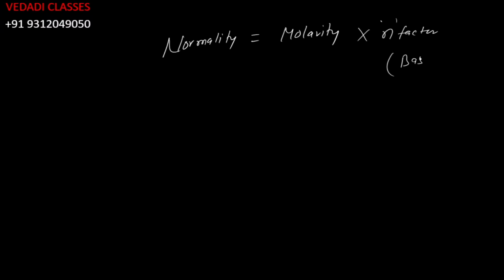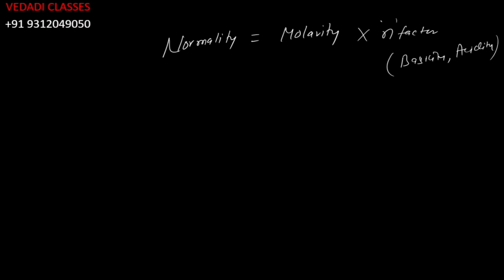The relation between molarity and normality. Is there any relationship between molarity and normality? Yes. Normality is equal to molarity into n factor. N factor is what? You can write here: if it is an acid, then its basicity, and if it is a base, then its acidity. So this is the normality.